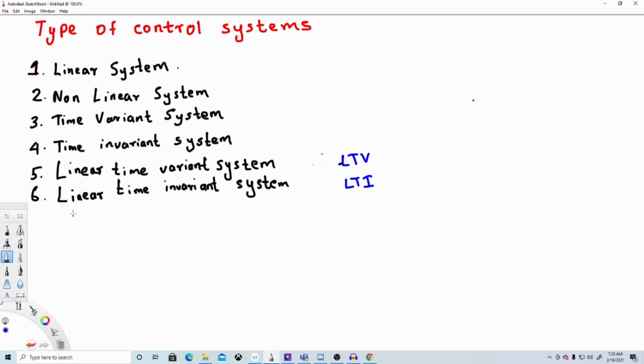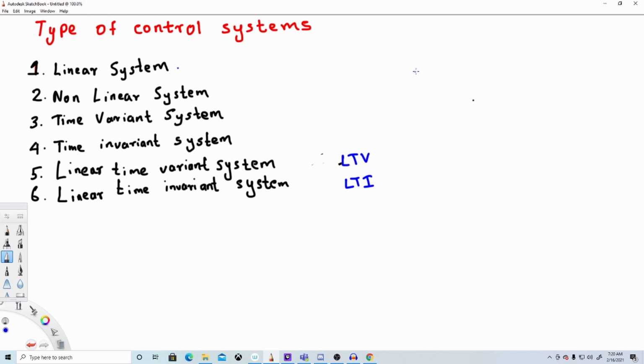And then linear time variant system is basically linear system and time variant system combined. It should obey the homogeneity and linearity, and at the same time it should vary with the time. If the output varies with the time, that's a linear time variant system. But a linear time invariant system follows the linearity. It obeys homogeneity and linearity, but the output is not varying with the time. So if that happens, it's a linear time invariant system.